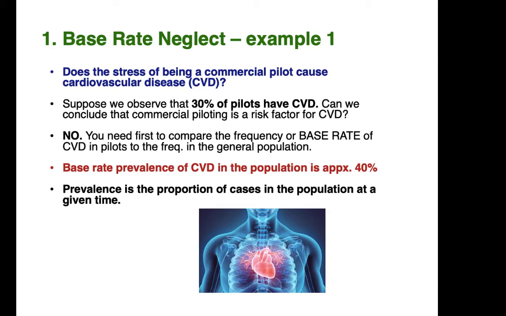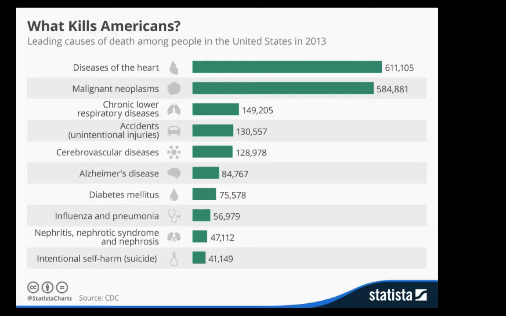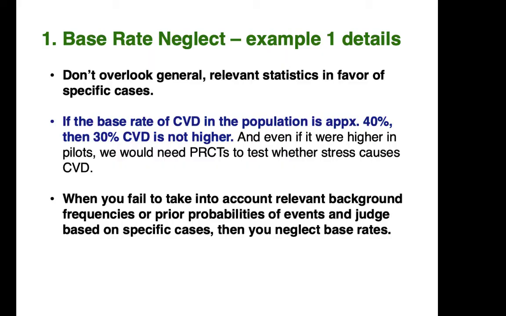Prevalence is the proportion of cases in the population at a given time. Here is a list of what kills Americans, the leading causes of death. You'll see diseases of the heart far exceed as a cause of death, for example, influenza and pneumonia. If the base rate of cardiovascular disease in the population is approximately 40%, then 30% cardiovascular disease is not higher. And even if it were higher in pilots, we would need peer-reviewed randomized controlled trials to test whether stress causes cardiovascular disease.